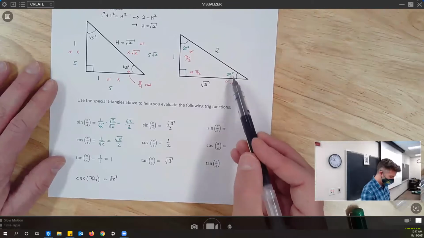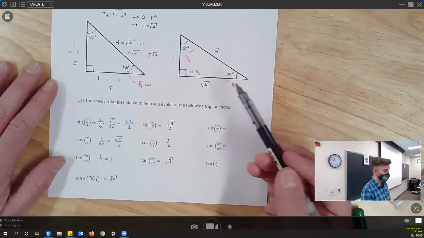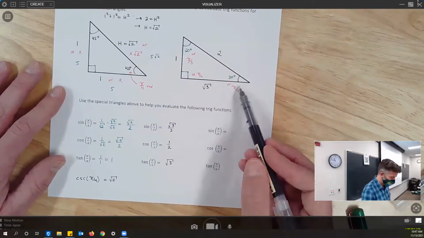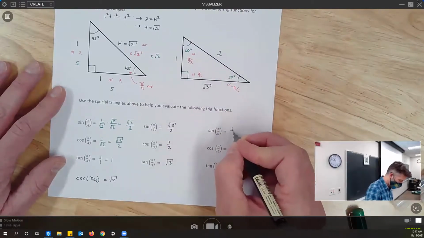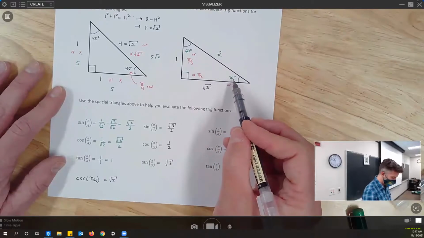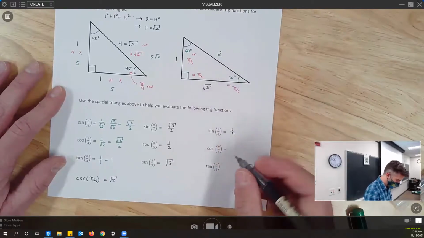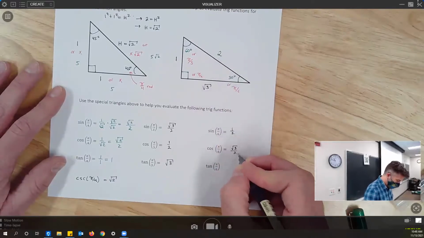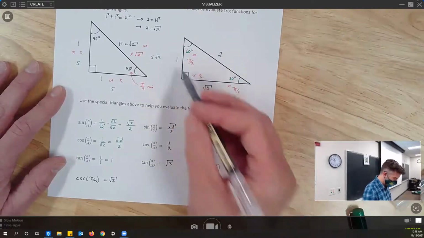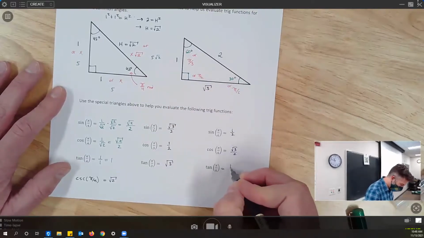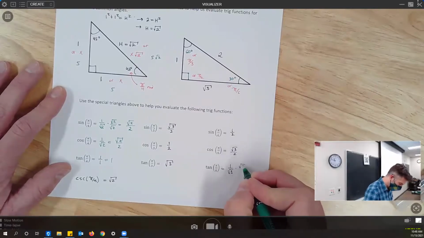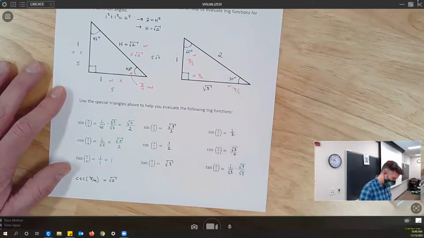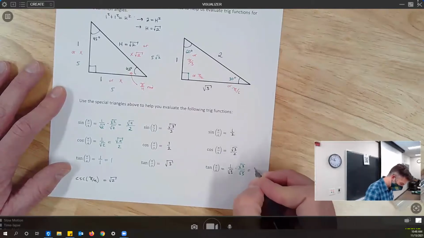Here's pi over 6 radians, or 30 degrees. Sine of pi over 6 is opposite over hypotenuse. Cosine of pi over 6 is adjacent over hypotenuse. And tangent of pi over 6 is opposite over adjacent, which is 1 over root 3. And we should rationalize that. We multiply it by root 3 over root 3. We get root 3 over 3.